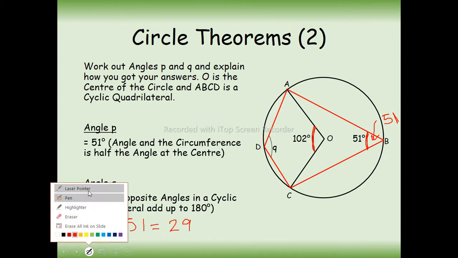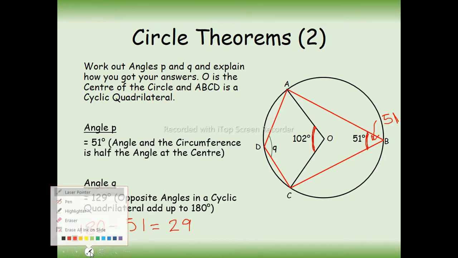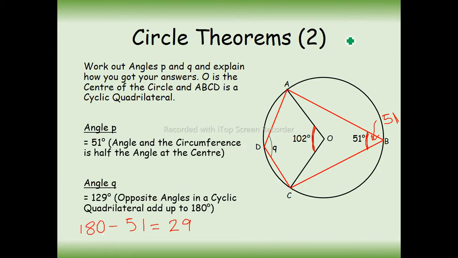What I'm saying is, remember we said that if we have a quadrilateral, you put 29 instead of 129. Thank you. If we have a quadrilateral, these two angles right there add up to 180 in the cyclic quadrilateral.